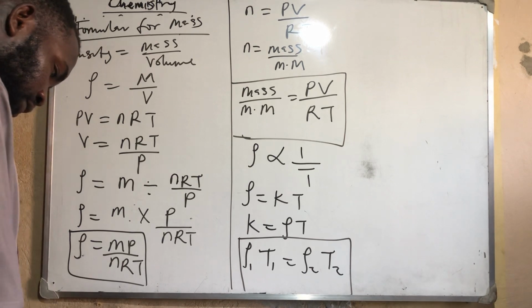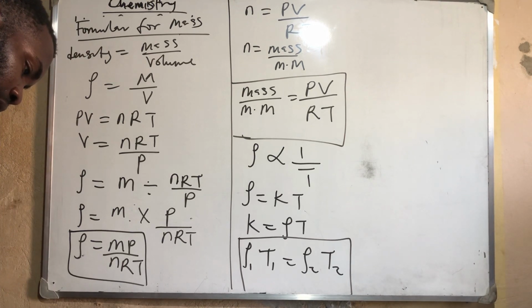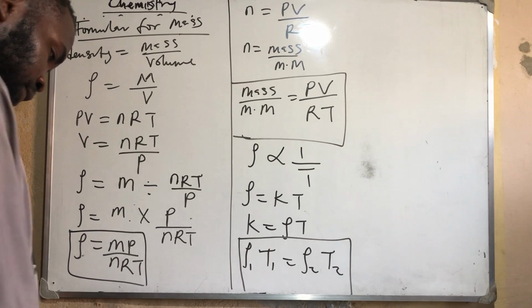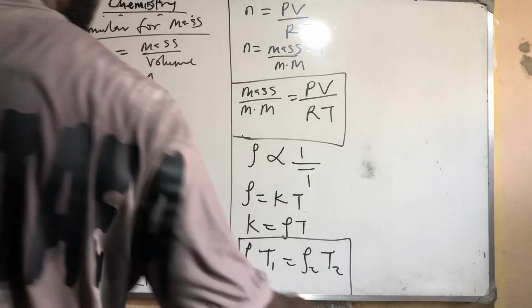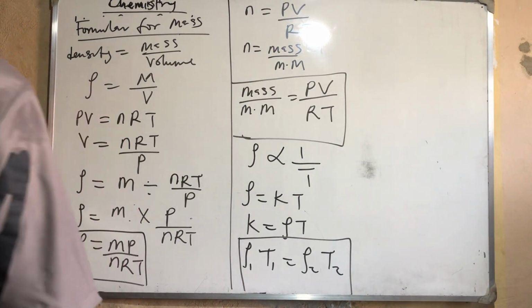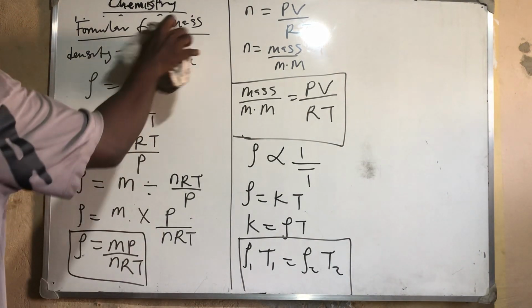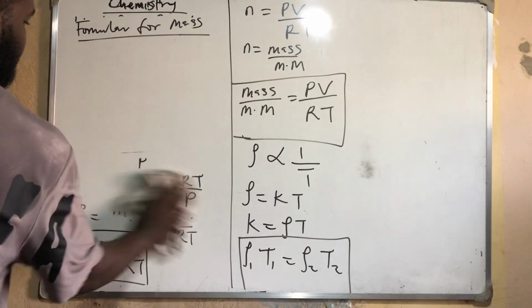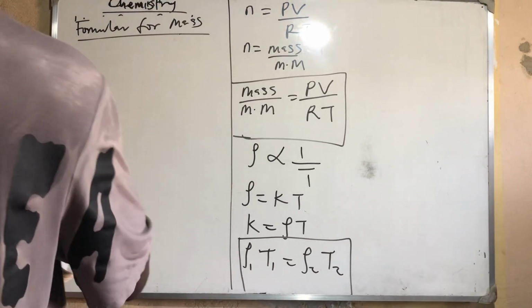So we will solve calculations on that and then we are good to go. Okay? So let's just solve some problems involving all these things that we have written. Don't forget that your density is equal to mass times P over nRT. All right? Okay. So let us solve the first question.